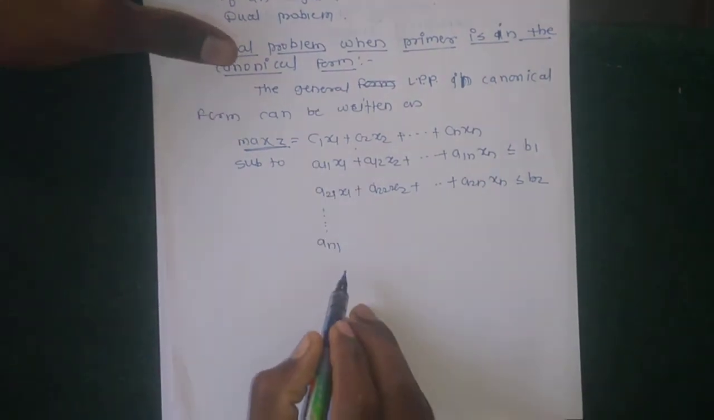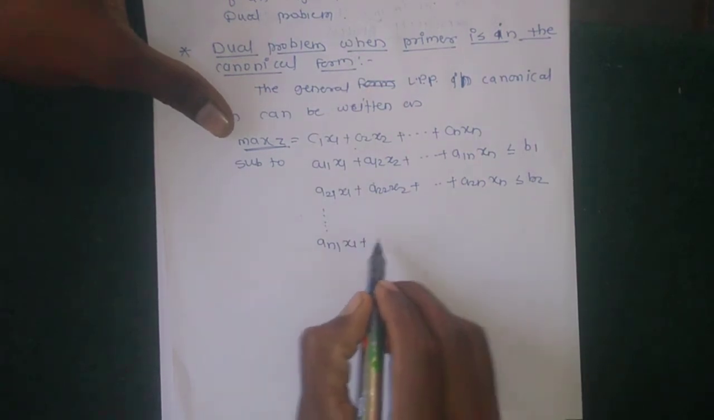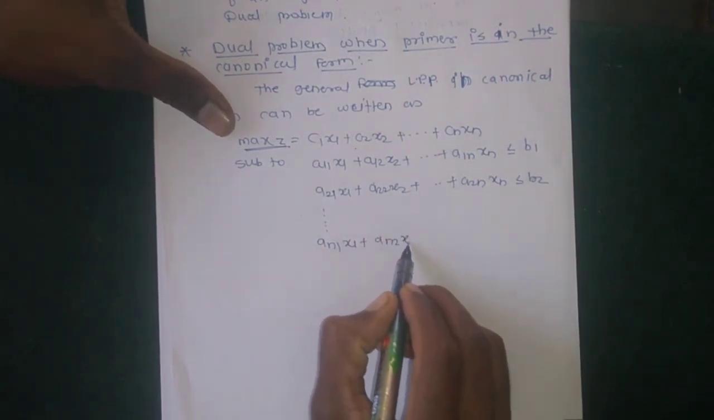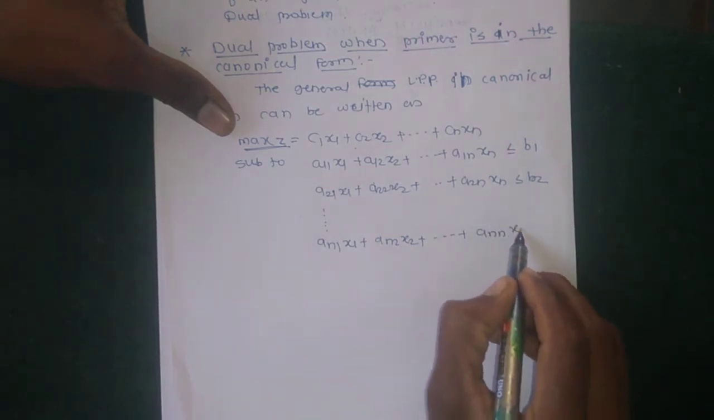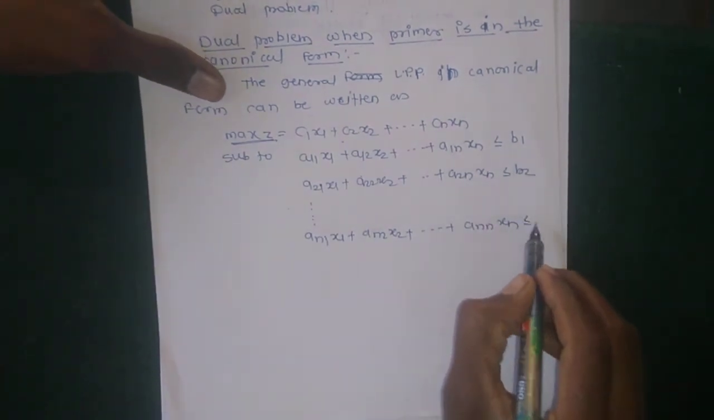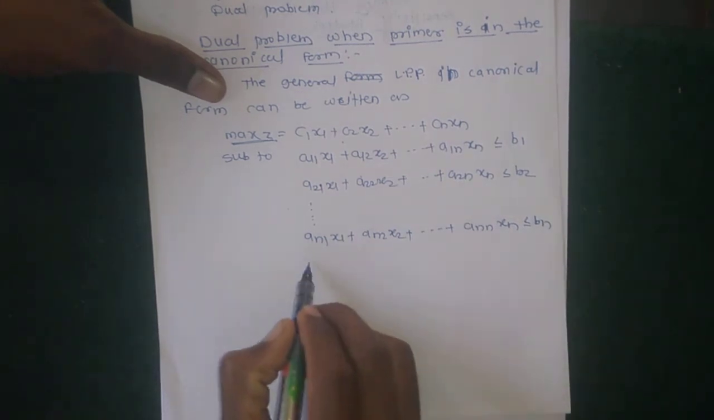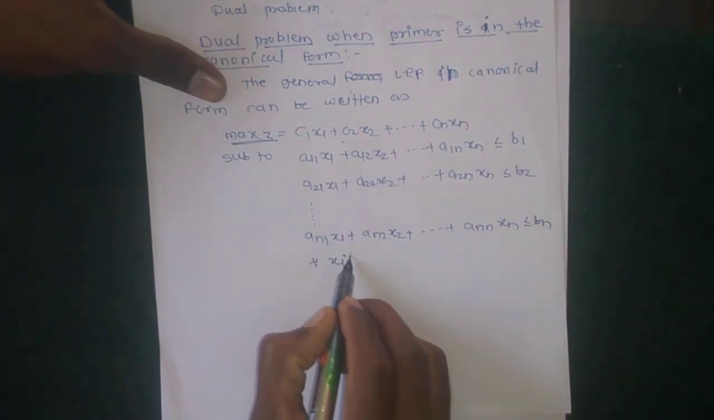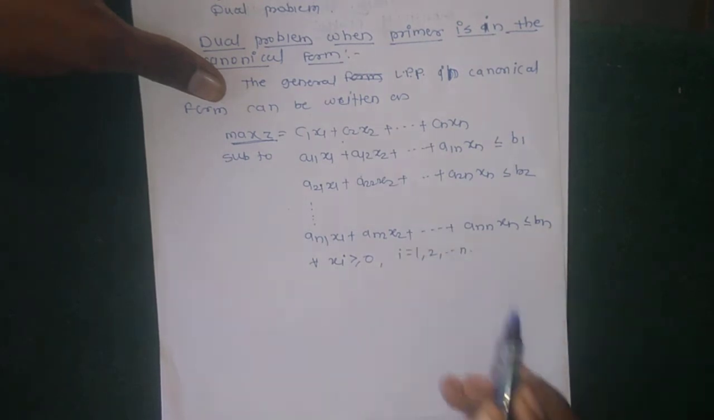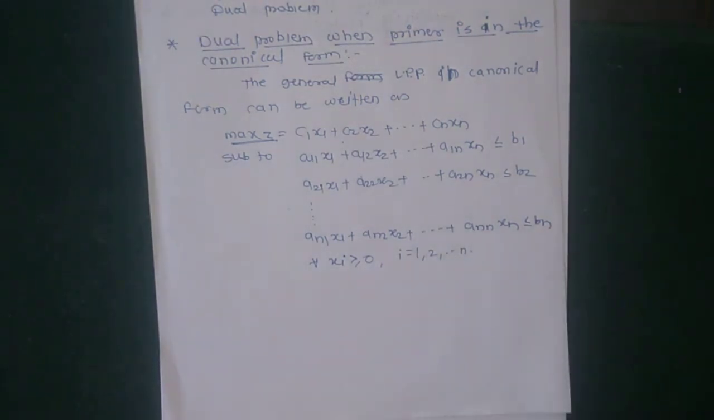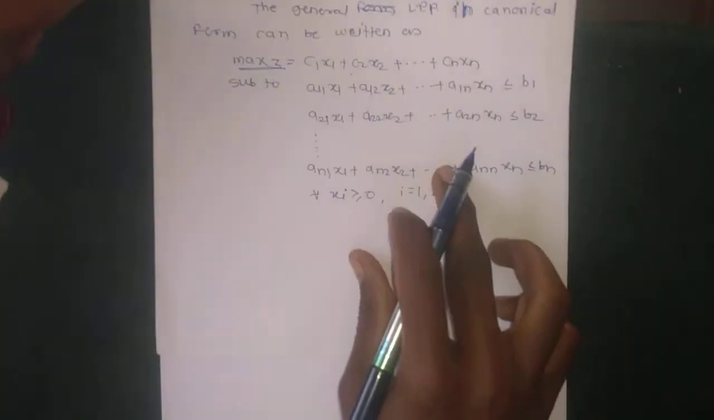And in this way an1 x1 plus an2 x2 plus so on ann xn less than or equal to bn, where xi is greater than or equal to 0, where i runs from 1 up to n. That is, x1, x2 and so on are non-negative. And this is the primal problem.